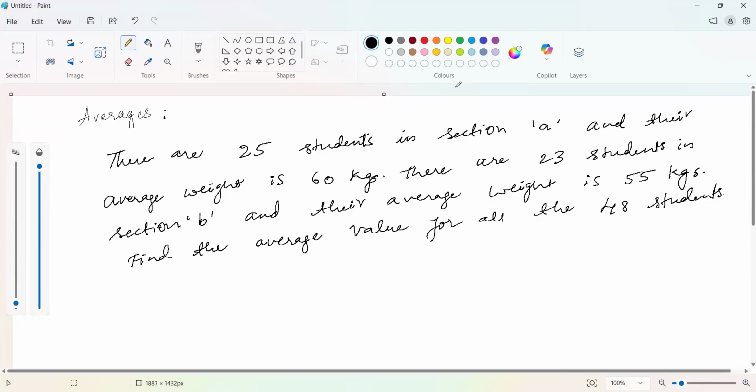You multiply 25 students into 60 kilograms plus 23 students into 55 kilograms, divided by 25 plus 23. That is a total of 48 students. How much? 57.60. All of you are getting the same value? Yes. Okay, so all of you are getting 57.60 kgs, right?